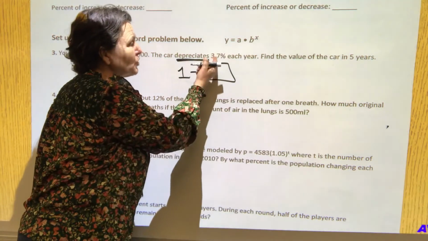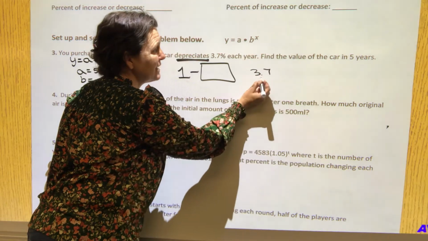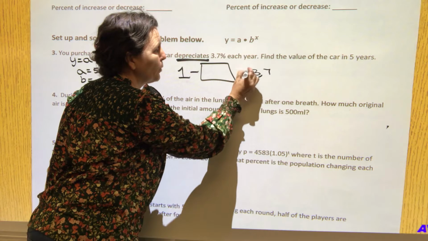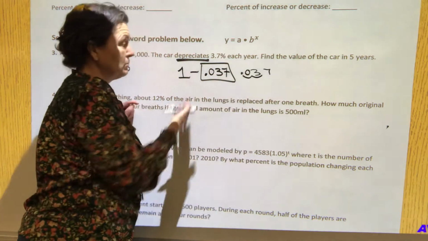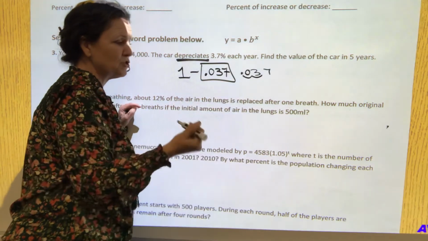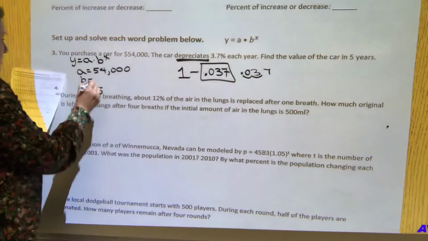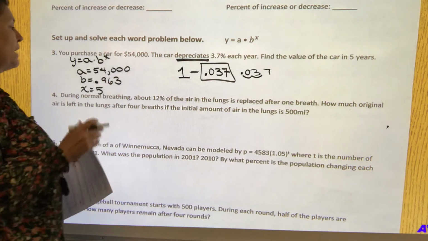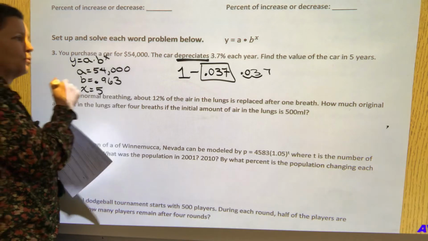Okay, so I need to turn this into a decimal. 3.7 as a decimal. We move it over twice to the left, always twice to the left, 0.037. Use your calculator real quick if you'd like. 1 minus this, and see what you get. Go ahead and use that calculator. You do need a scientific calculator. 0.963. Now what we're going to do is put these 3 things inside this formula and see what we get.